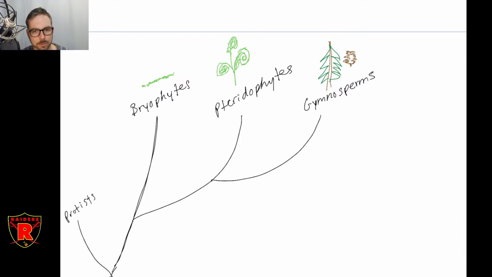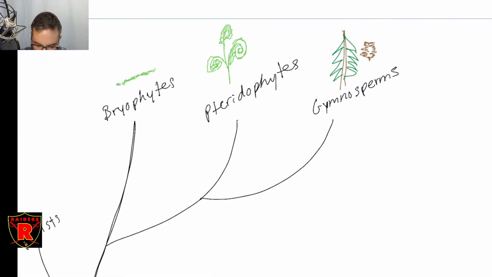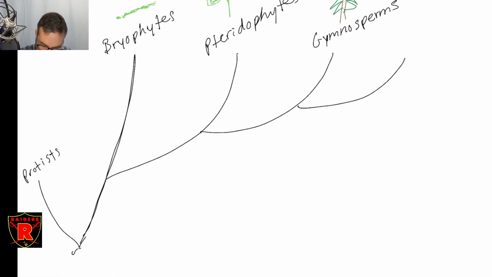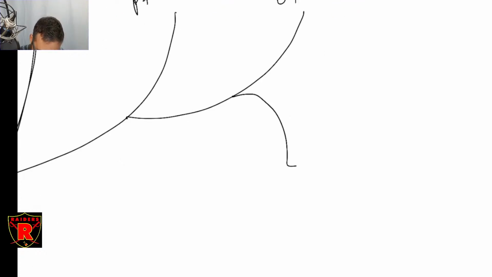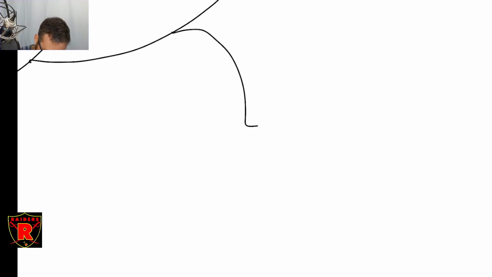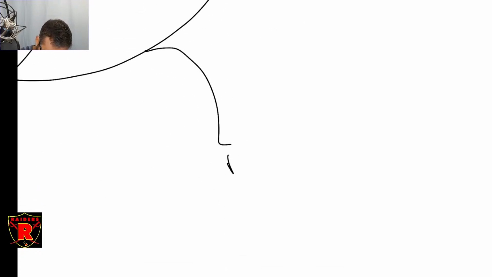That's gymnosperms. A more recent evolution of gymnosperms is angiosperms. Well, I'm running out of space here. I didn't really do this very well. Hold on, I'm going to redirect this downward. This is not a very good phylogenetic tree, but anyway, you get the idea. So there's a branch off of gymnosperms called angiosperms.